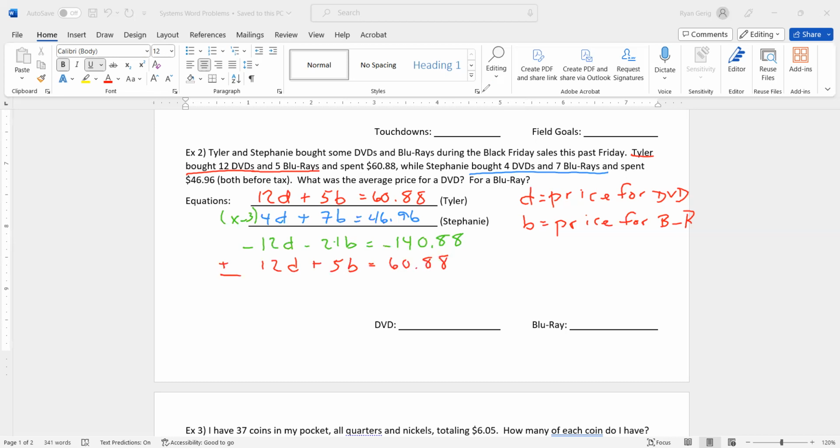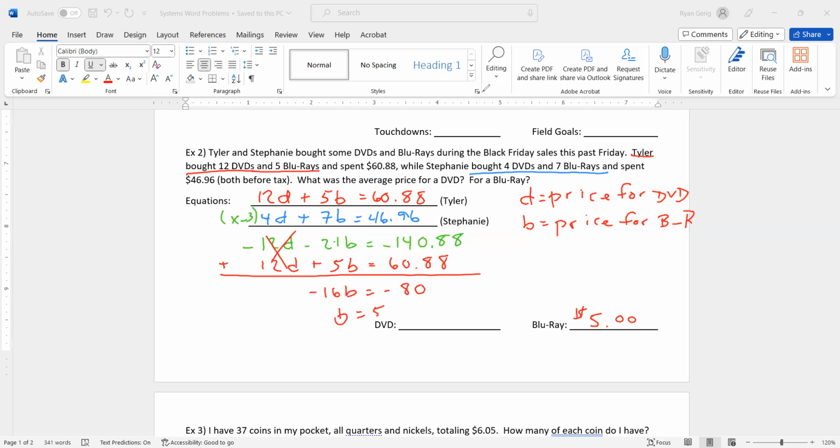And now I can add and eliminate the DVDs. -12 plus 12 is 0. -21 plus 5 is -16. -140.88 plus 60.88 is -80. Divide by -16, I get B equals 5. So Blu-ray is 5. Now make sure you put the right label. Don't put 5 Blu-rays. That's not what we found. We found the price for a Blu-ray. So the Blu-ray was $5.